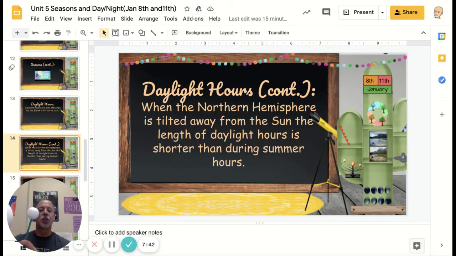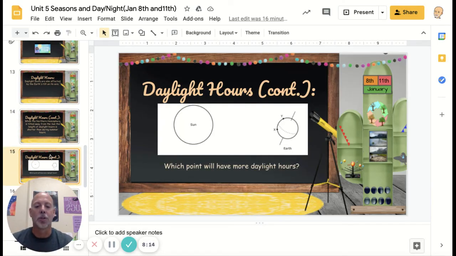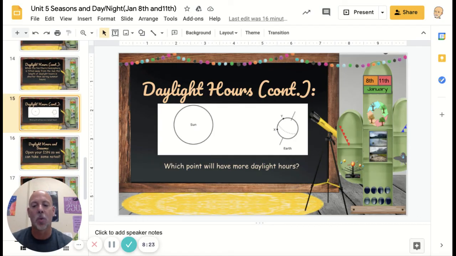the length of day hours is shorter than during summer hours when it's tilted towards. Because again, you're having that indirect sunlight, and as it's rotating on its axis, you're getting less sun because it's indirect, and then because of the angle of the tilt, you're getting the sun at a lower point, so as it rotates around, it's going to disappear quicker over the horizon. All right? So, daylight hours. Which point has more daylight hours, X or Y?